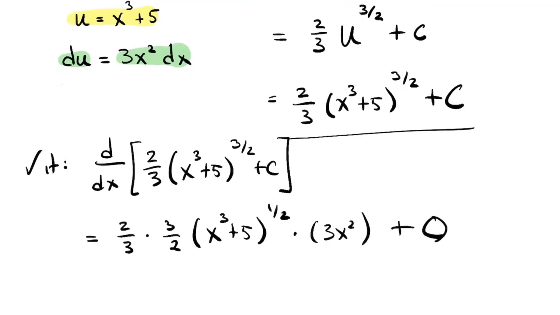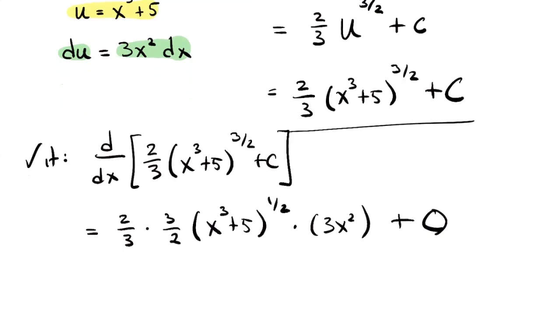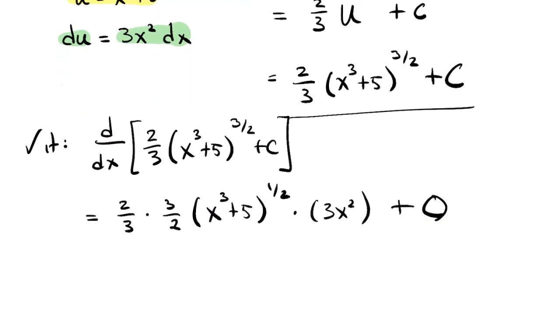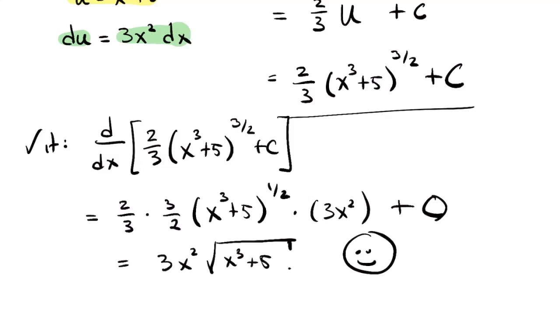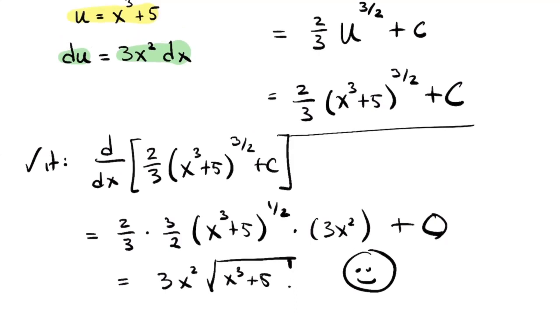The derivative of the constant is 0. Okay, well, 2/3 times 3/2 is 1, and you can see immediately that we get 3x squared. I'm going to write the 1/2 power as a square root, so it matches. It's precisely the function that we wanted to find the antiderivative of. All right, so you can always check an antiderivative problem. You never have to get one wrong if you're willing to differentiate it, and you can differentiate correctly.